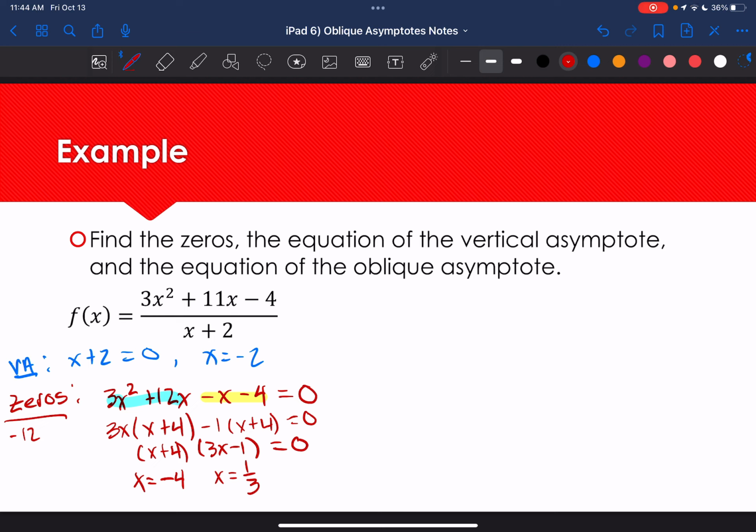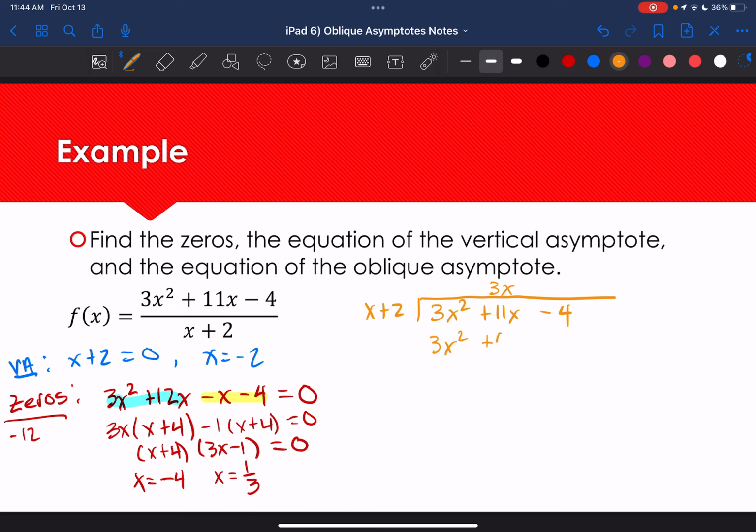Okay, these are getting progressively more difficult as I move through them, right? Vertical asymptote's the easiest, then 0 is a little more difficult, and now I need to actually go through and do some division for this last one. So x plus 2, 3x squared plus 11x minus 4. All right, what do I multiply x by to get 3x squared? That should be 3x.